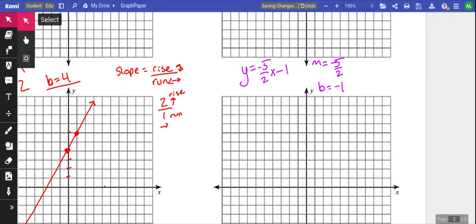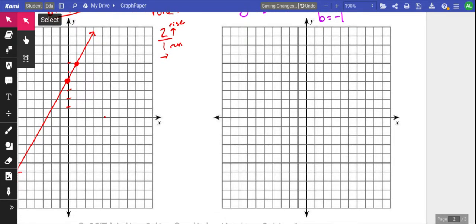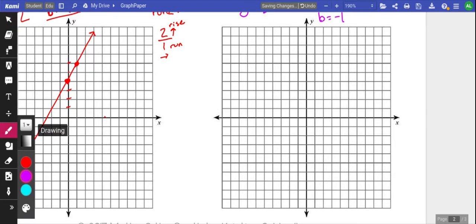I always want to start with that y-intercept. That's my starting point. So -1 tells me I am over here. If this is 0, then we know that's -1. It's always where we cross that y-axis.